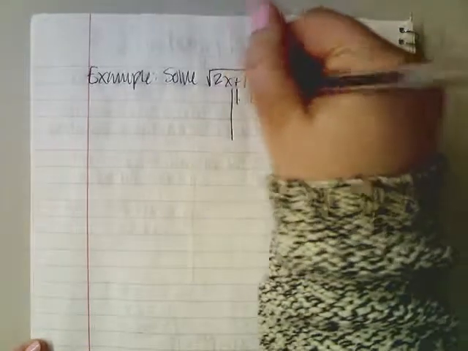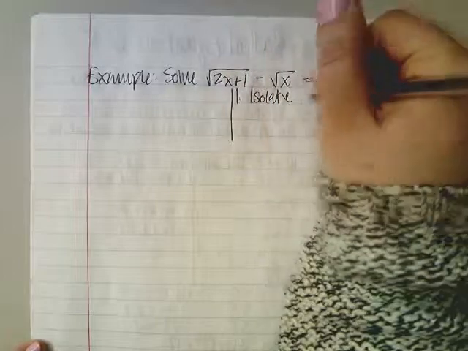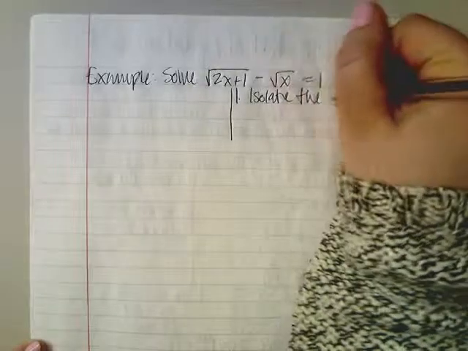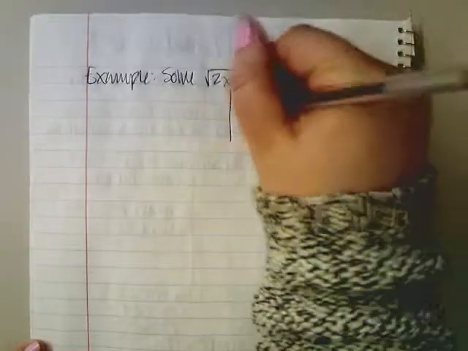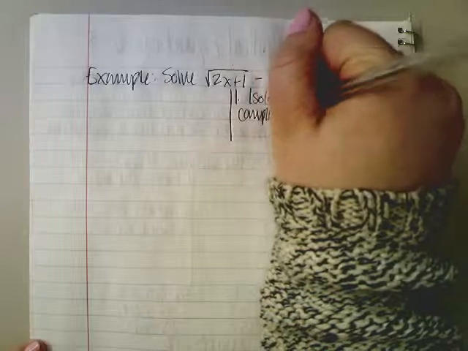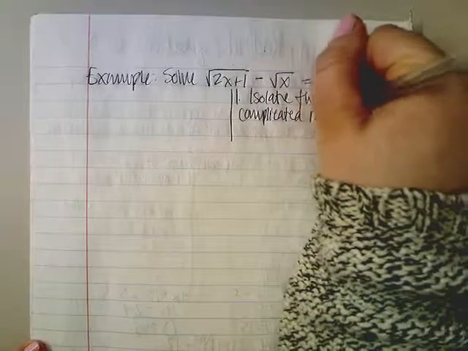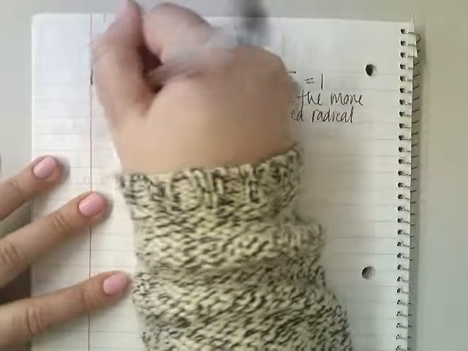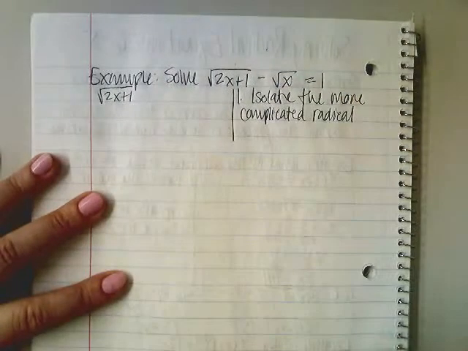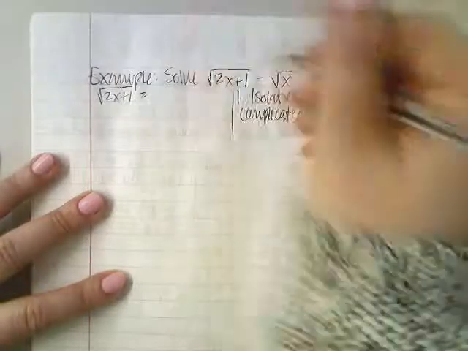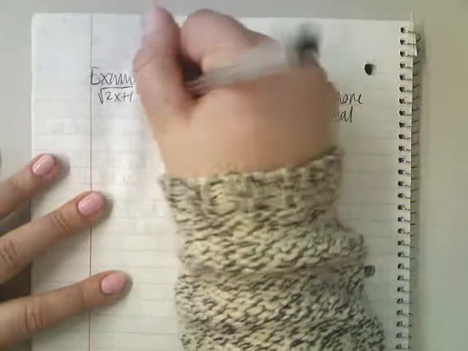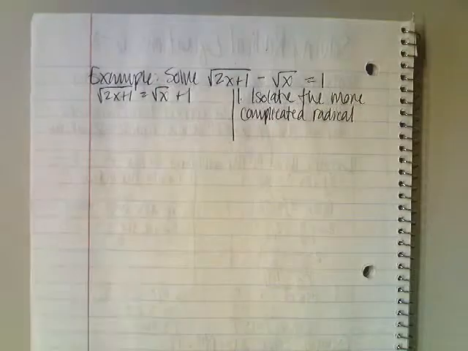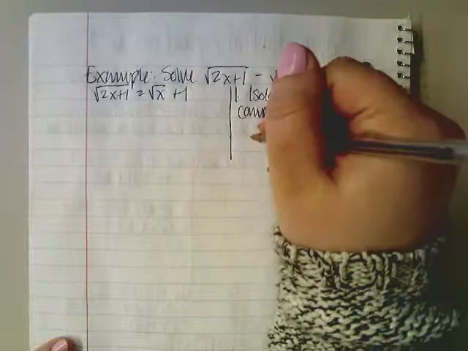So the first step we're going to do is isolate the more complicated radical. So when I do that, I'm going to have 2x plus 1 is the more complicated one, since there's more than one term under that radical. And I'll move the square root of x to the other side, so I have the square root of x plus 1, or 1 plus the square root of x, either way. So I start by isolating the more complicated radical, and then I'm going to square both sides.